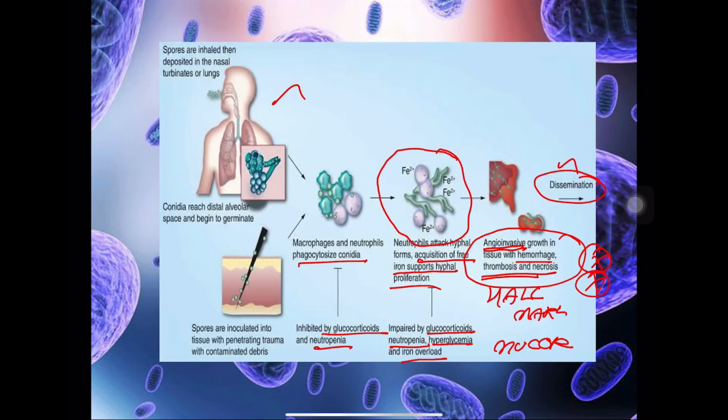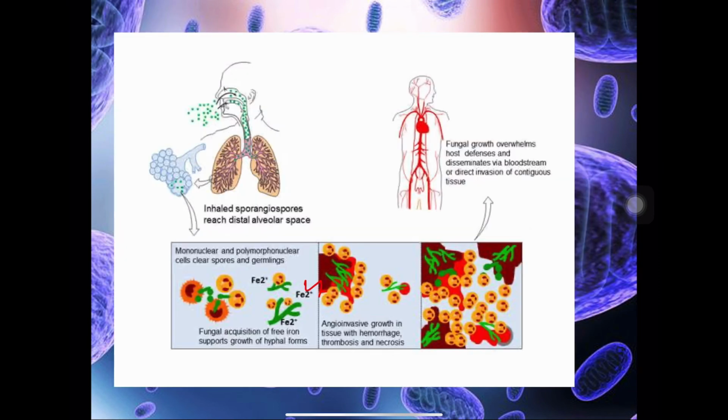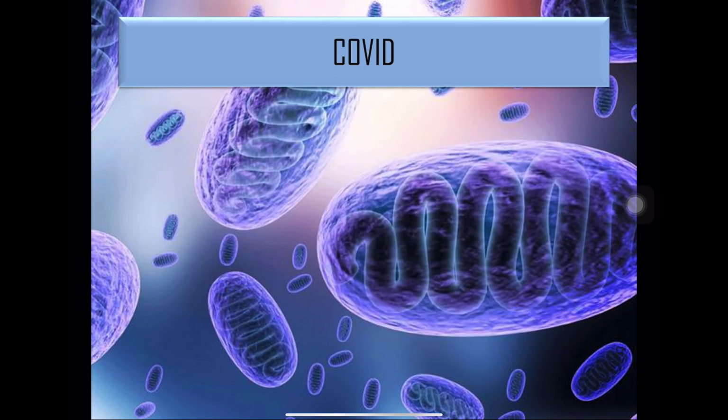Okay, so here we see it again. Okay, fungal growth overwhelms, disseminates via bloodstream and direct invasion of it. So angio-invasive growth. Okay, this is one term you have to remember again and again, angio-invasive growth. So we talked about those three most important risk factors and angio-invasive growth.